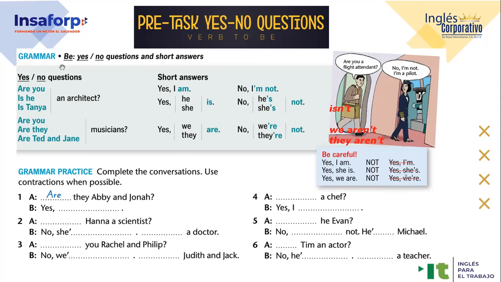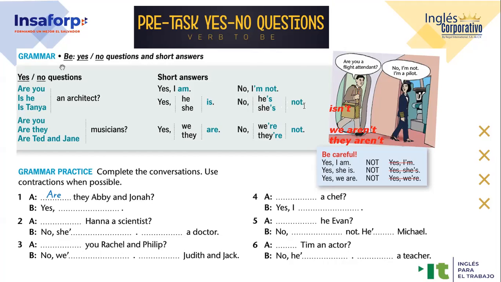En una oración afirmativa, sí, es posible. I'm a teacher. I'm a doctor. She's a doctor. She's an architect. We're doctors. We're teachers. We're accountants. We're sellers. Pero en una respuesta corta positiva no lo hacemos. No hacemos contracción. Solamente en las negativas es posible hacerlo. Pero solo en las negativas.